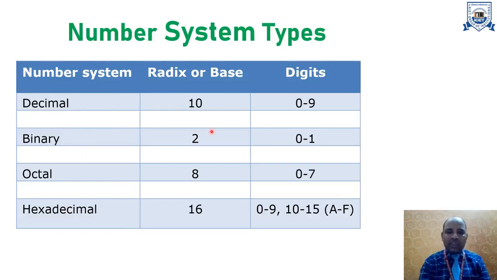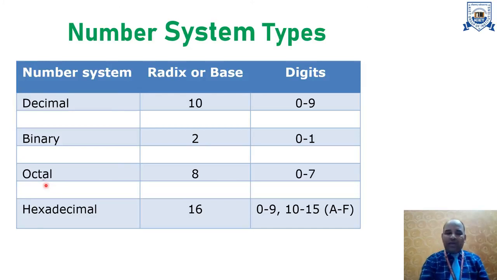Then the binary system is called so because it has two as its base or radix, and 2 is represented by the two digits 0 and 1. And then you know that octal and hexadecimal are other number systems that are also popularly used.